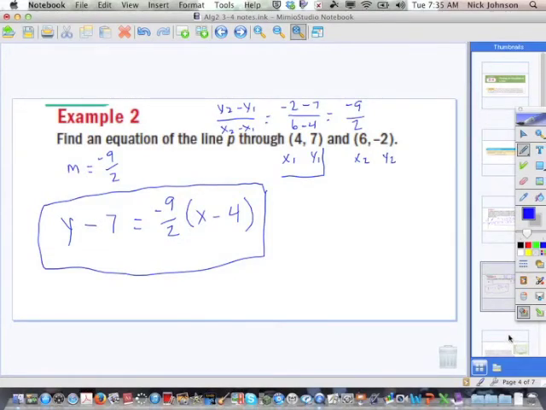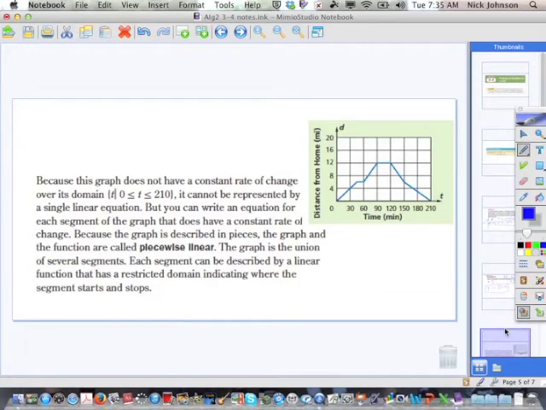Very important to know: because this graph does not have a constant rate of change over its domain, t that goes from 0 to 210, it cannot be represented by a single linear equation. But you can write an equation for each segment of the graph that does not have a constant rate of change. Because the graph is described in pieces, the graph and the function are called piecewise linear. The graph is a union of several segments. Each segment can be described by a linear function that has a restricted domain indicating where the segment starts and stops.